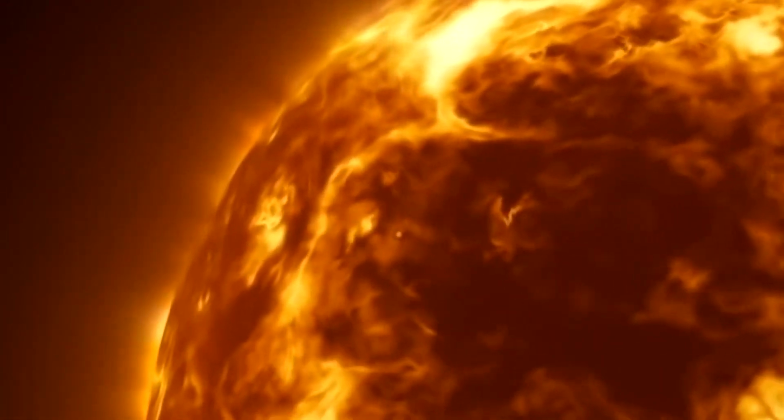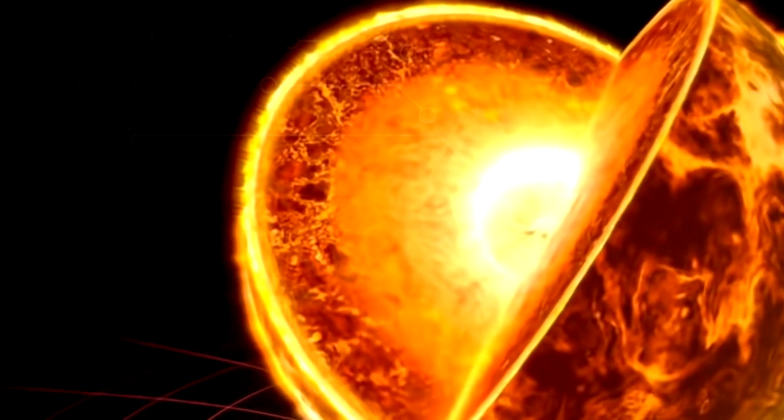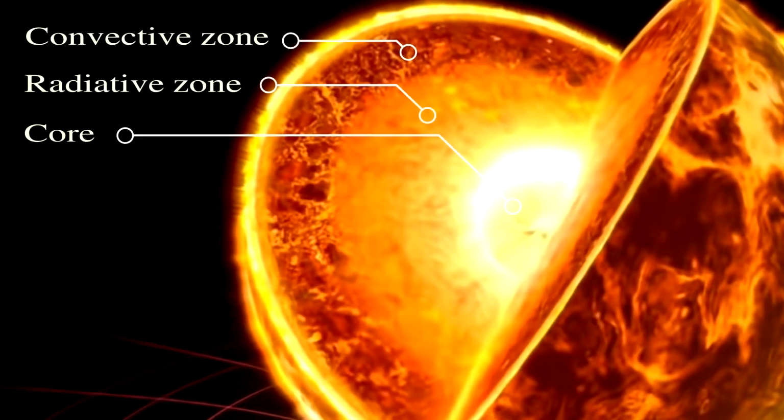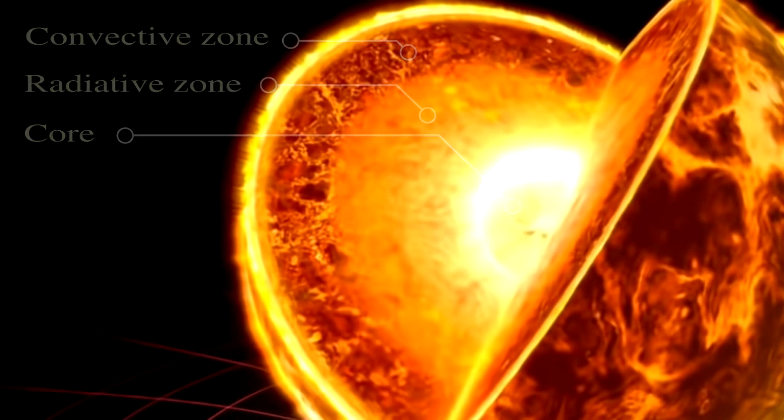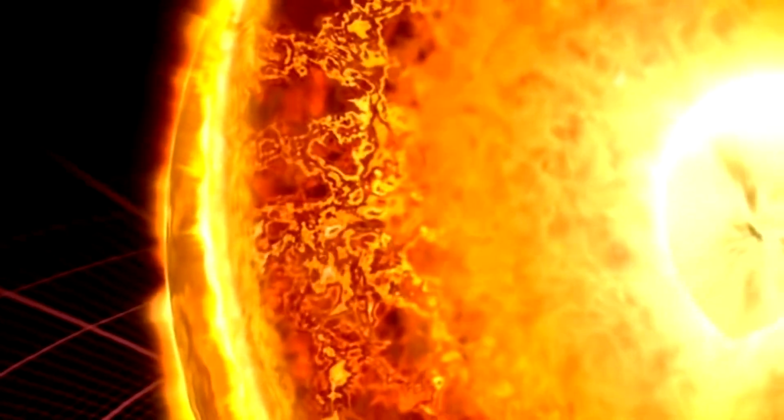The Sun has 6 layers. The first 3 layers are the corona, the chromosphere, and the photosphere, including the Sun's atmosphere or the outer layer. The other 3 layers are the convective zone, the radiative zone, and the core, including the inner layers or the parts of the Sun that are not seen.